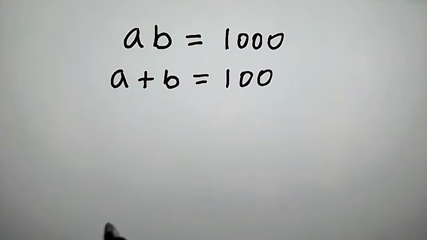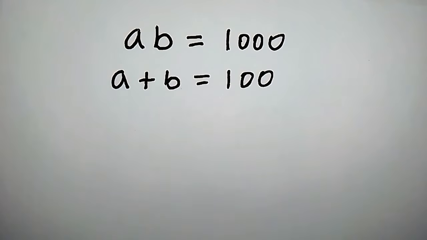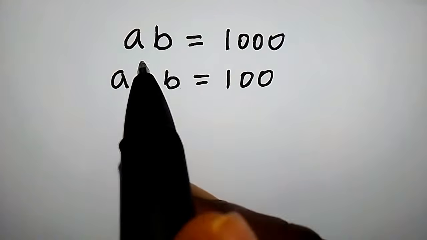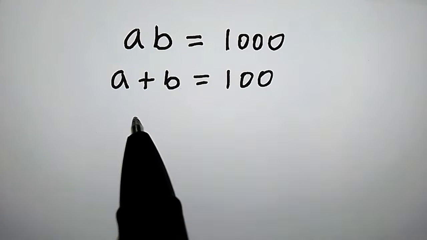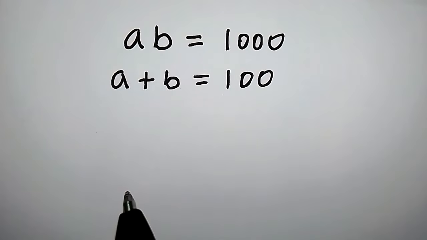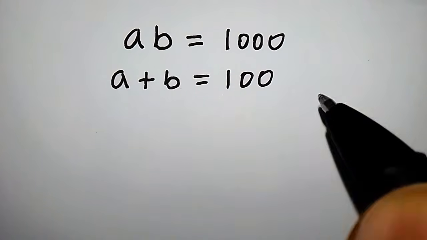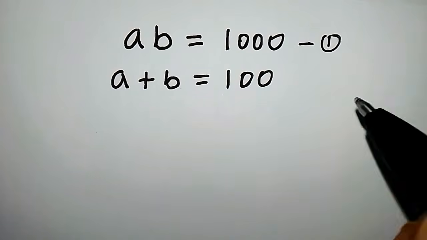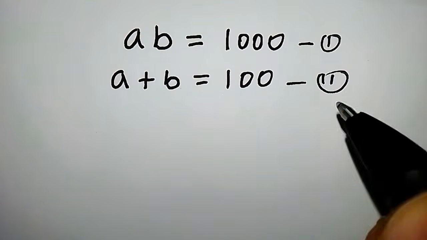Hello everyone. In this video, we are going to be solving a nice algebra problem. AB equals 1000 and A plus B equals 100. How do we solve for A and B? First, let us call this equation 1 and this equation 2.